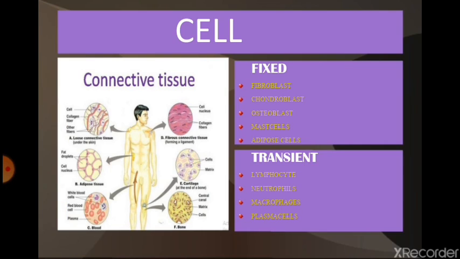Cells are of two types: fixed, transient. Fixed examples are fibroblast, chondroblast, osteoblast, mast cell, adipose tissue. Transient examples are lymphocyte, neutrophils, macrophage, plasma cells. Fixed cells stay in a particular location and then specialize to form tissue. Transient cells are cells which are in movement.